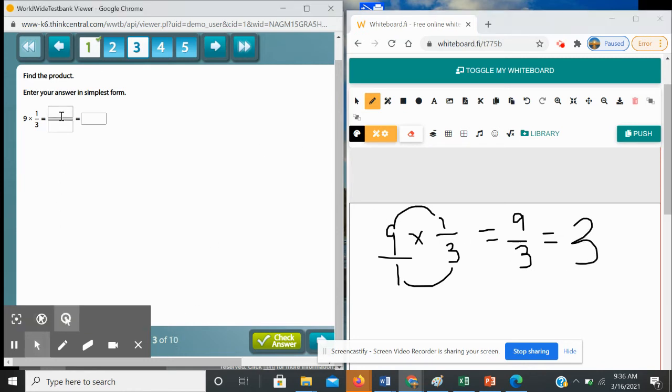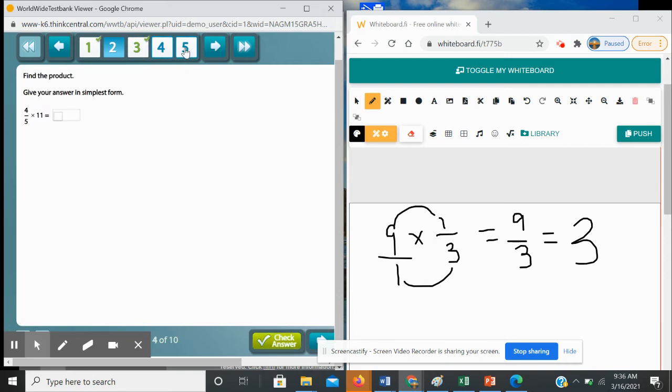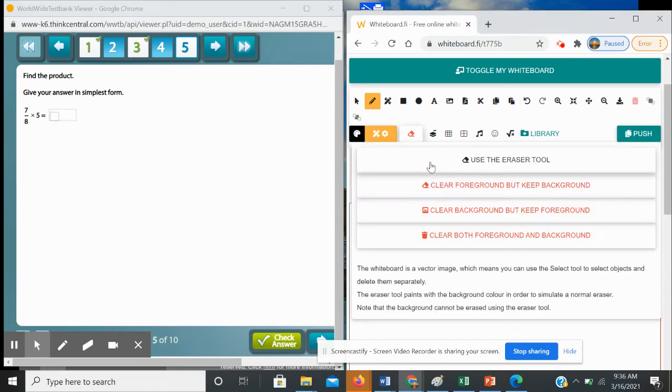When I go to put it on the PMT, I put my improper fraction first, 9 over 3. And when I convert that, it'll simply be 3. Same thing with number 4. Same thing with number 5. This time you just have to put it in simplest form.